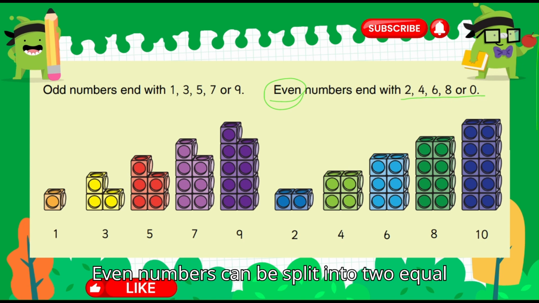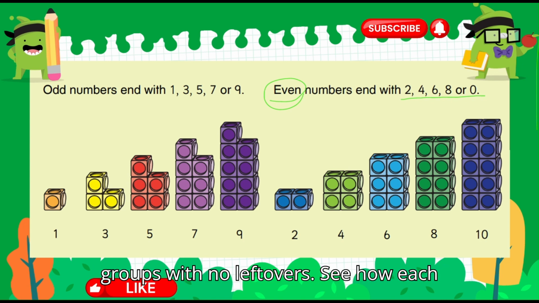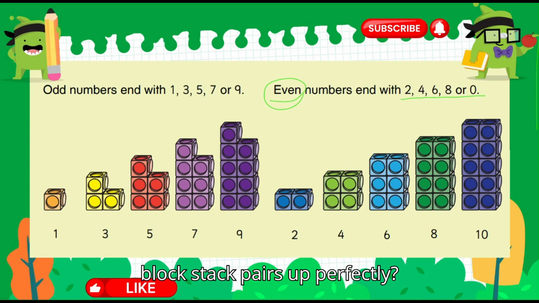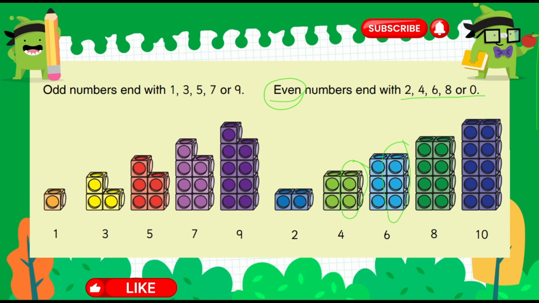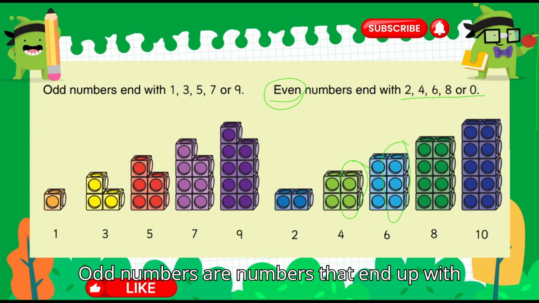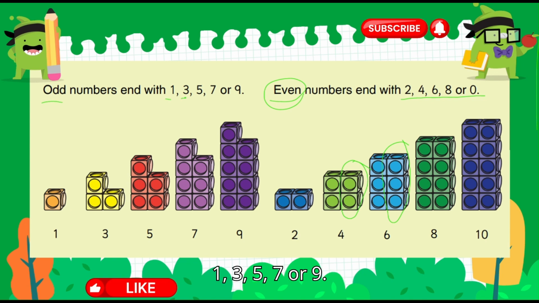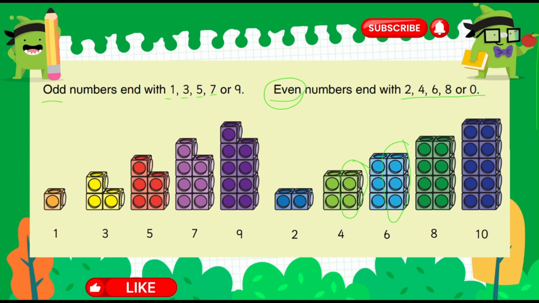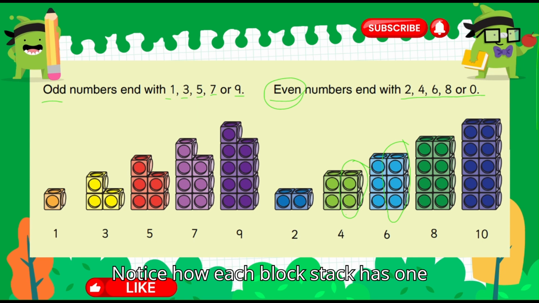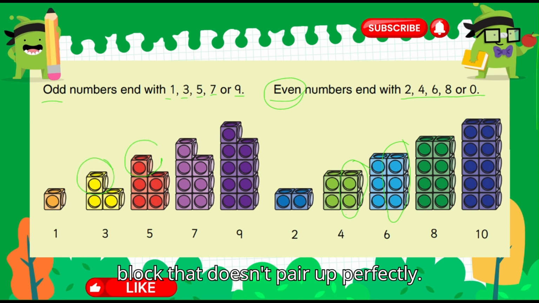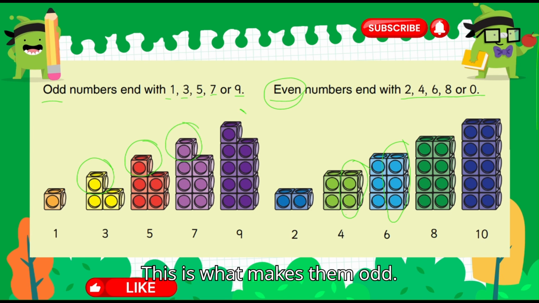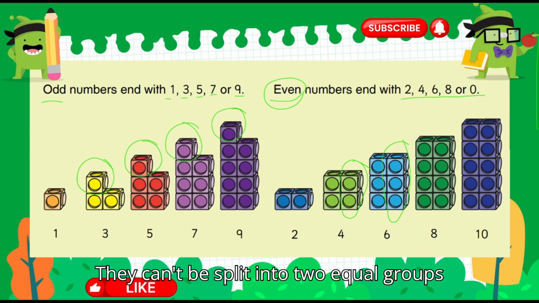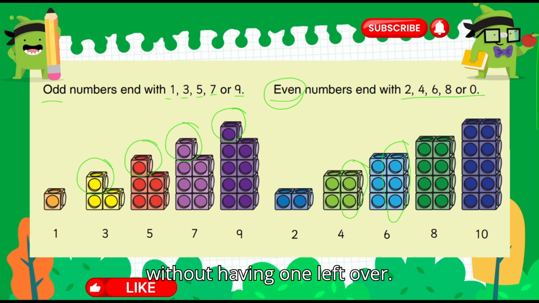Even numbers can be split into 2 equal groups with no leftovers. See how each block stack pairs up perfectly? That's what makes them even. Odd numbers are numbers that end with 1, 3, 5, 7, or 9. Notice how each block stack has one block that doesn't pair up perfectly. This is what makes them odd. They can't be split into 2 equal groups without having one left over.